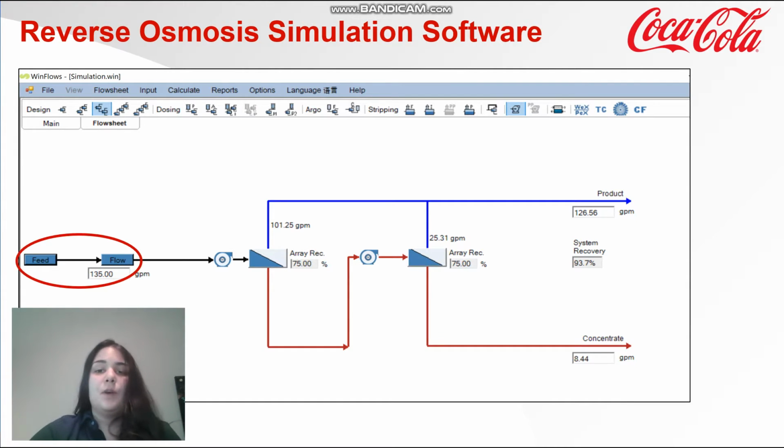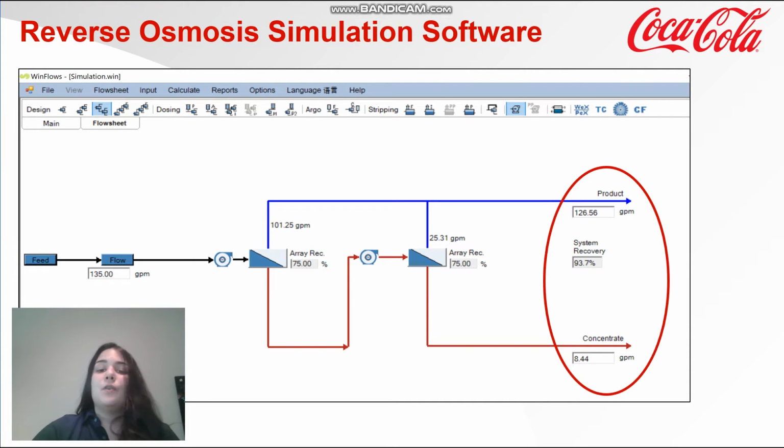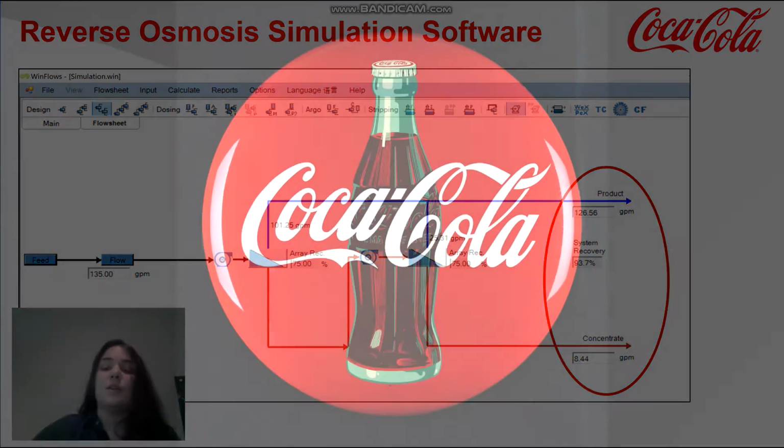From the left is the feed water running at 135 gallons per minute. In the middle are the twin arrays, both specifically defined at 75%. The permeate outputs are shown in blue. Array 1 has an output of 101.25 gallons per minute, which is similar to the plant's original recovery output. However, with the addition of Array 1's concentrate being fed into Array 2 as shown, Array 2 has also an output of permeate of 25.41 gallons per minute. So, the overall permeate flow rate is 126.56 gallons per minute, and the total system recovery is 93.7%, a near 20% increase from the current recovery RO at Coca-Cola.